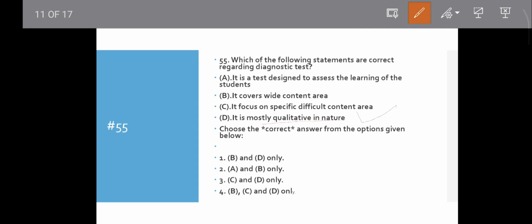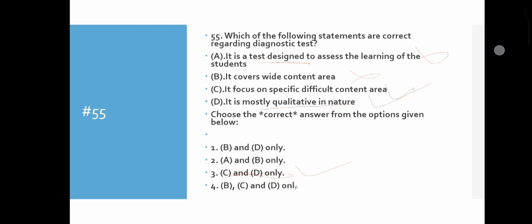It means seeking the difficulties in students during the course. So it focuses on the specific difficult content area. C will also be correct. It covers wide content area? No, it is specific. So the test designed to assess learning is not coming here. So A and B are incorrect, so C and D only. Option 3 will be the correct answer. Move to the next question.